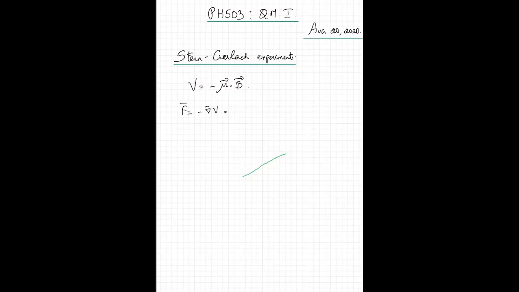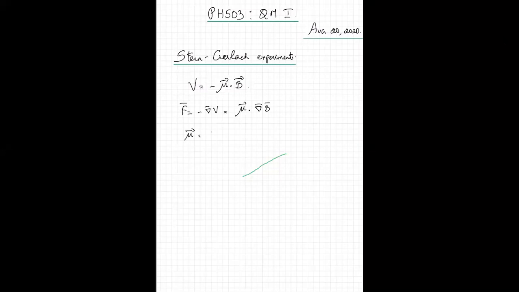Since mu is a constant, and it is a constant as I will show you, this can be written as mu dot del B, the gradient of the magnetic field. So the force that the particle feels is given by the dot product of the magnetic moment and the gradient of the magnetic field. And this is exactly what I wanted to take for granted, at least for this lecture.